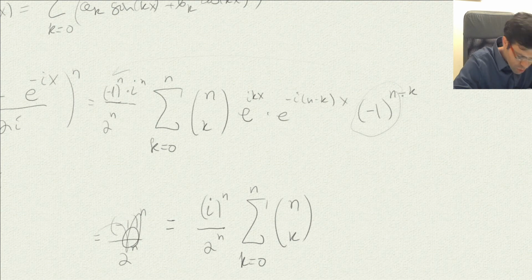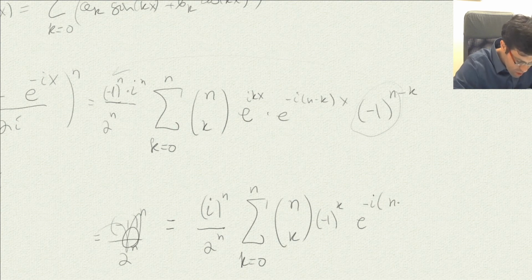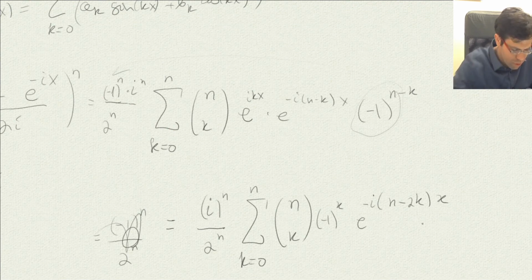here we're going to have minus 1 to the power of minus k. So it's minus 1 to the power of k. And here we're going to have e to the power. If we write it with the minus, it's minus i times (n minus 2k) x. Hopefully I didn't make a mistake, and indeed if we open the bracket, it's going to be minus i n x and plus, so minus minus plus, 2kx.